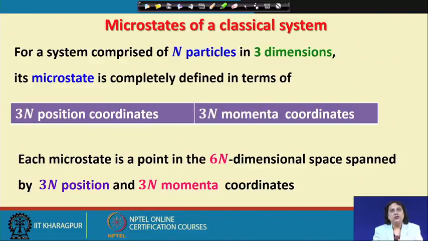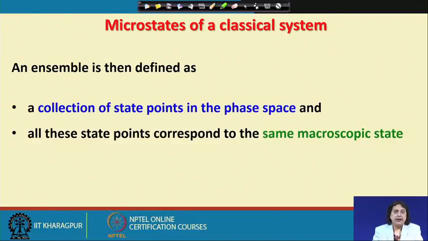In this connection, we defined the microstates of the system in terms of 3N position coordinates and 3N momenta coordinates, and introduced the concept of a phase space. So, when you say that you know the microstates of a classical system, then an ensemble is defined as a collection of state points in the phase space, and all these state points correspond to the same macroscopic state.